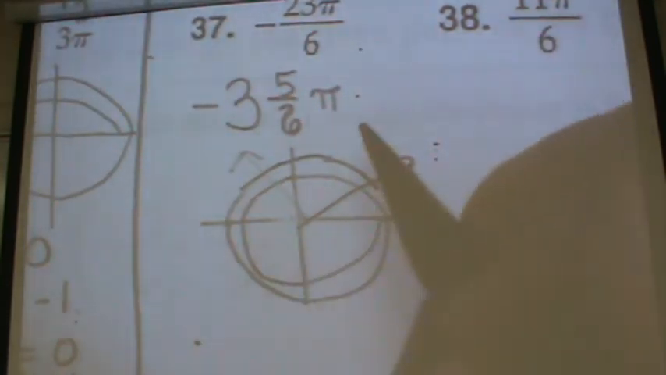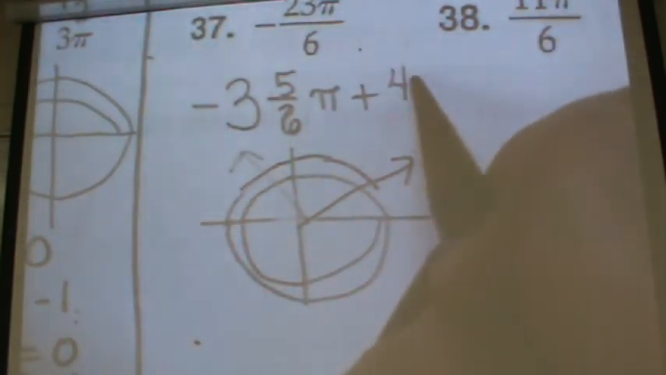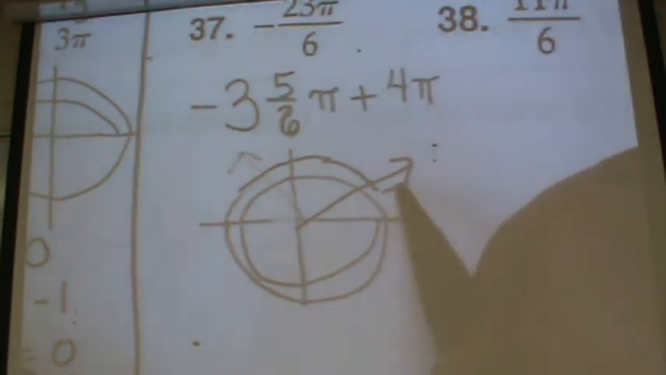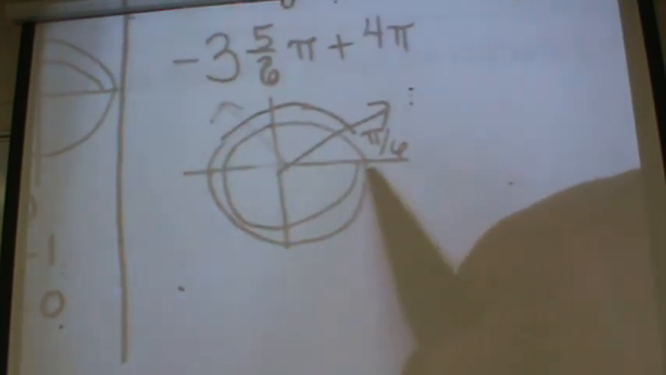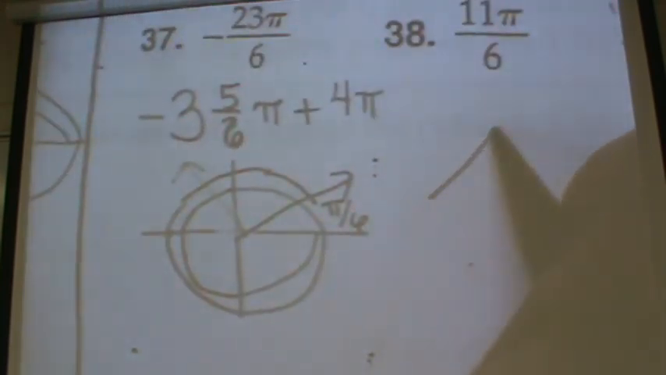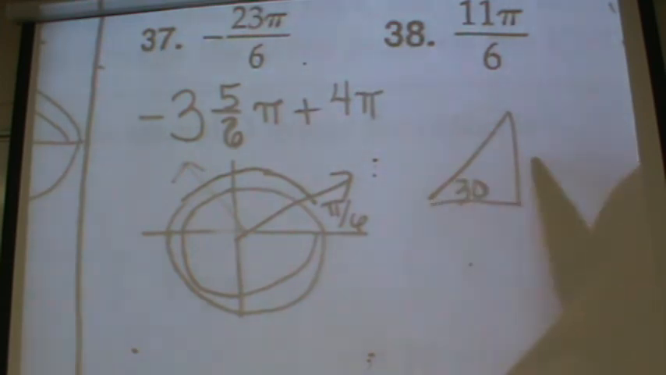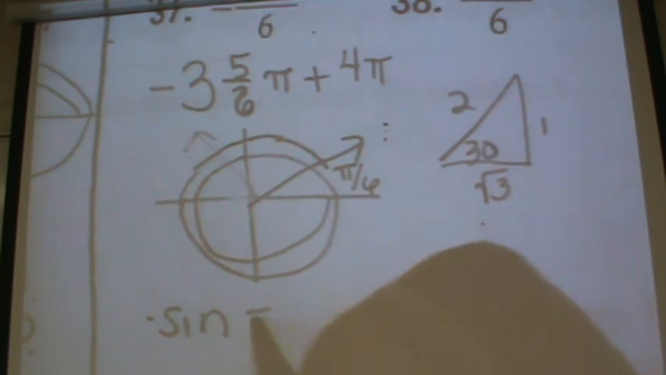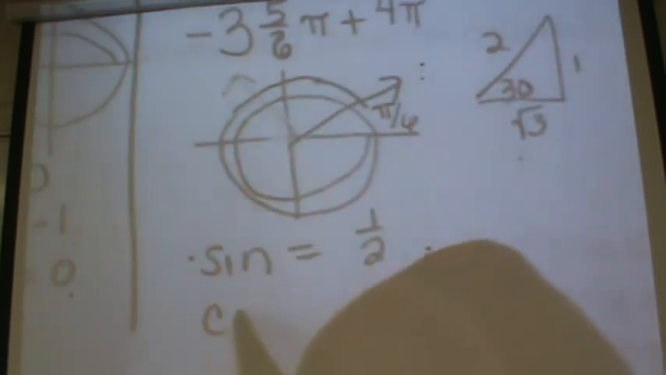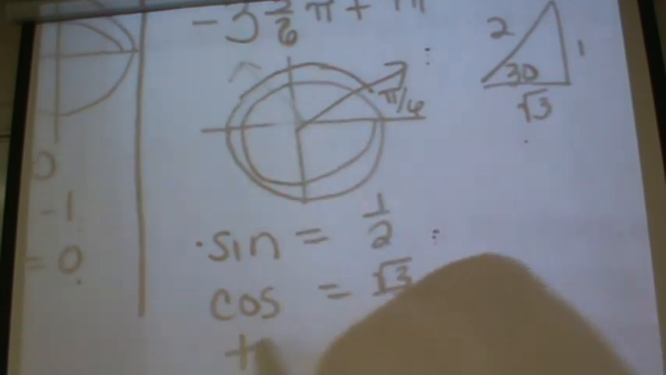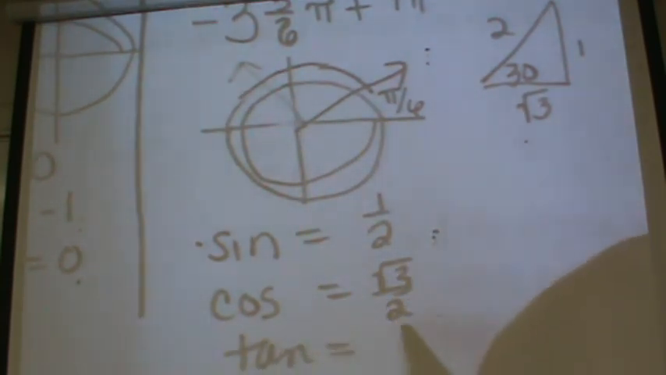Now what you could do is add 4 pi, and you get pi over 6. Pi over 6 is your reference angle. So that's a 30-degree angle. So you've got your 30, so you have 1, 2, root 3. So your sine would be 1/2, your cosine would be root 3 over 2, and your tangent would be 1 over root 3.